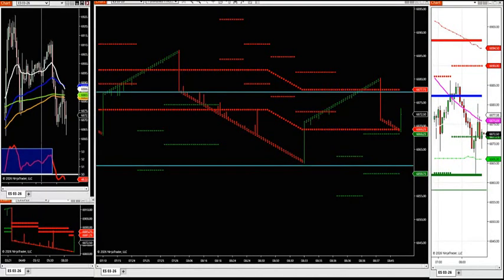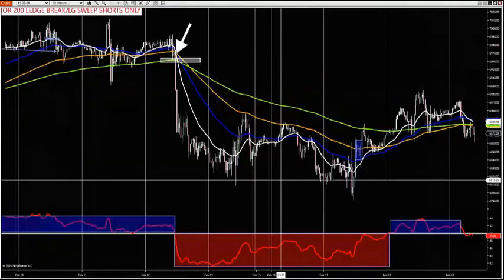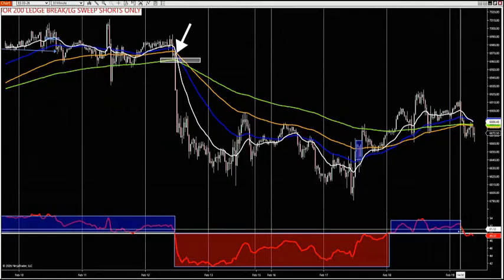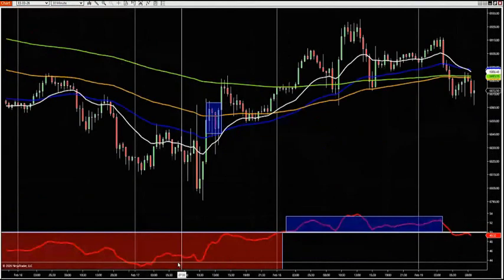All right, let's take a look at the markets this morning. We're going to do our pre-market update, what we're going to look for this morning. Let's go over yesterday's plan, what happened. So yesterday, we went over this pre-market.